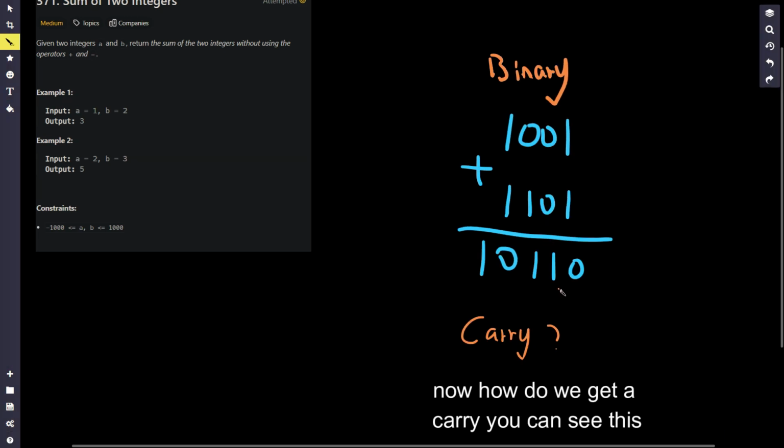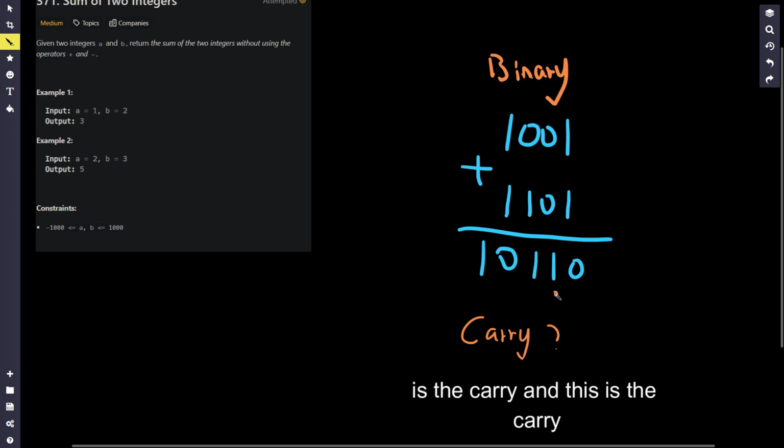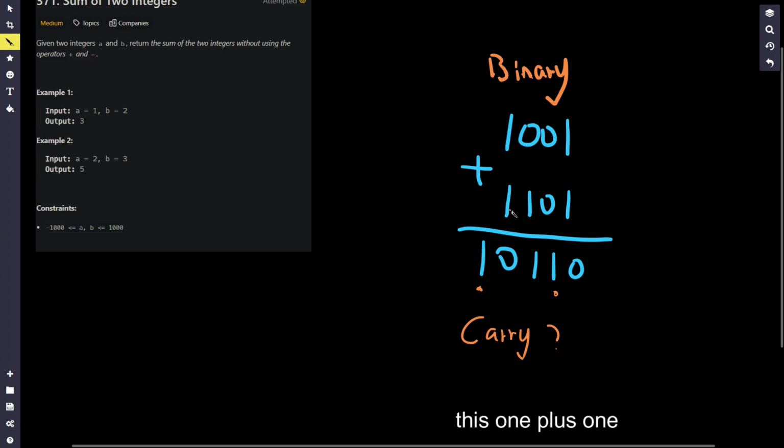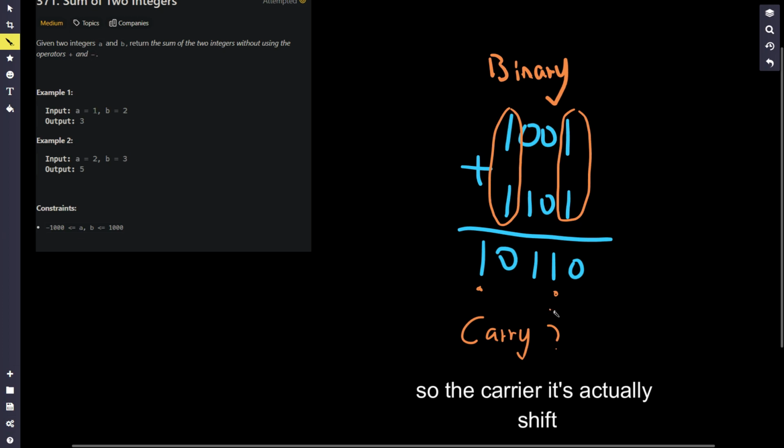Now, how do we get the carry? You can see this is the carry and this is the carry. The first carry is actually those 1 plus 1. And then the second carry is this 1 plus 1. So originally, the calculation is performed on this spot and this spot. So the carry is actually shifted to the left by 1.